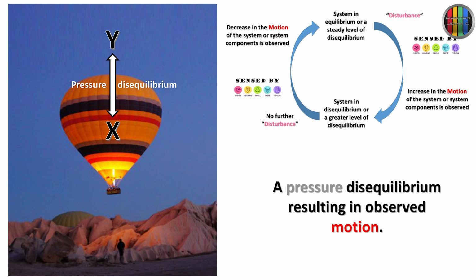System in equilibrium or a steady level of disequilibrium. Disturbance, sensed by vision, hearing, smell, taste, touch. Increase in the motion of the system or system components is observed. System in disequilibrium or a greater level of disequilibrium. No further disturbance. Decrease in the motion of the system or system components is observed. A pressure disequilibrium resulting in observed motion.